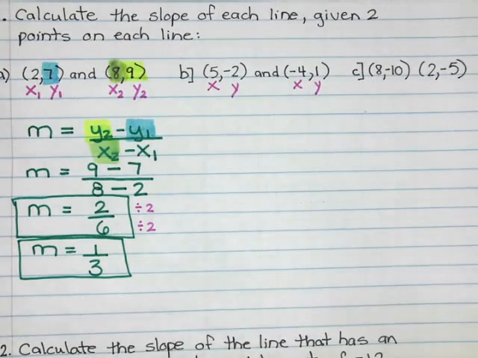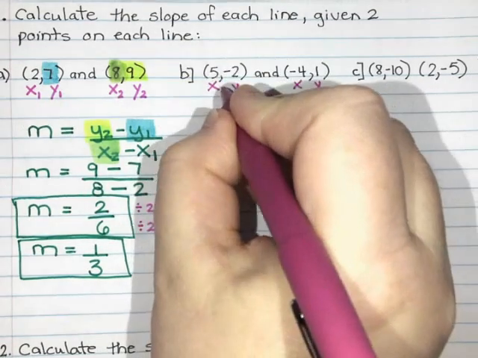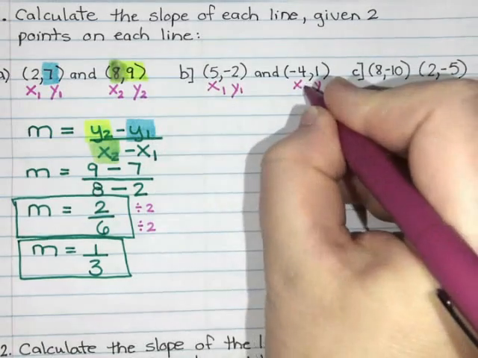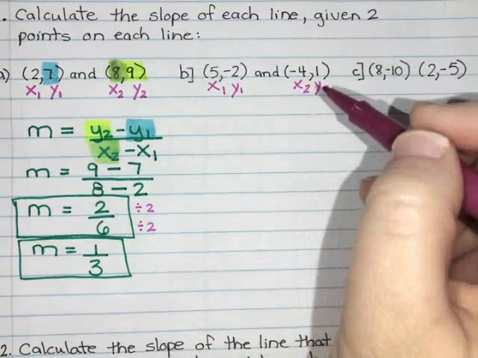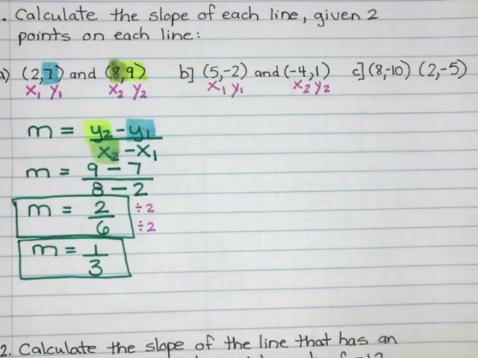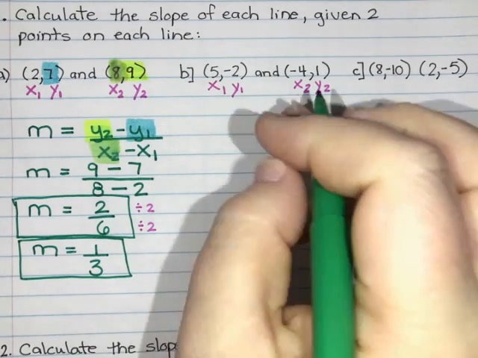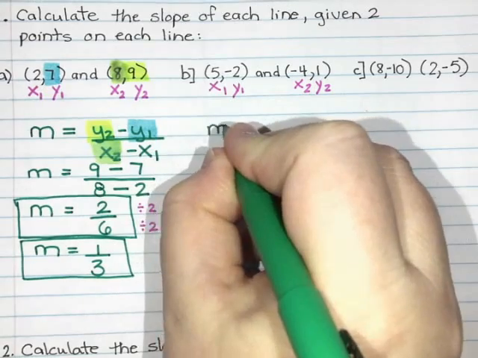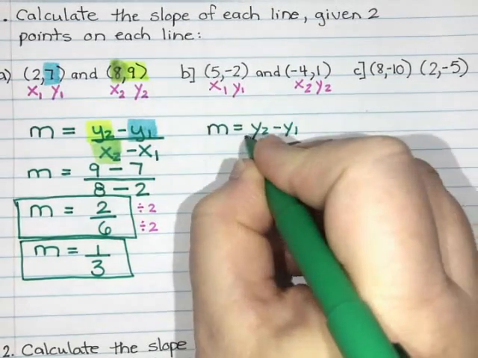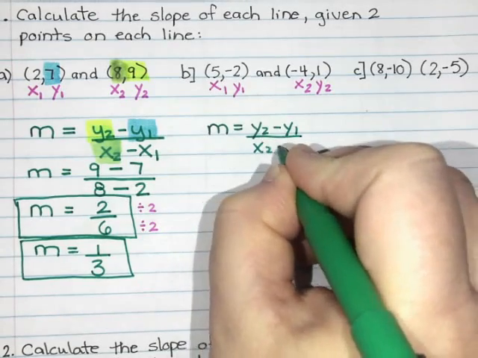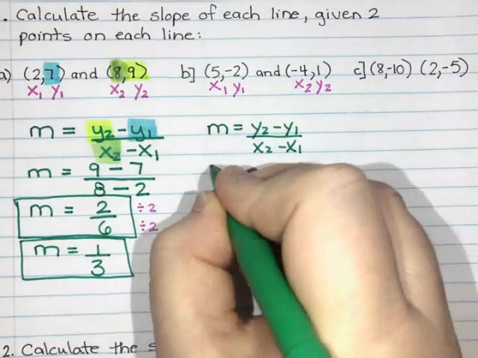I'm going to choose, and it really doesn't matter which is which, but I'm going to choose the first point to be point 1 and the second point to be point 2. If you want, you could do it the opposite way around. That's your choice. So I am going to start by writing down the formula. So m for slope equals y2, take away y1, divided by x2, take away x1.